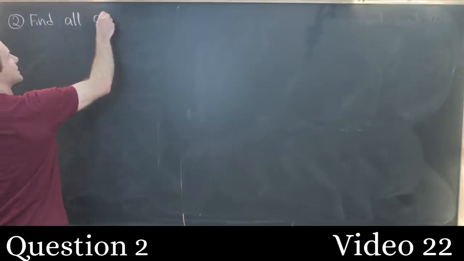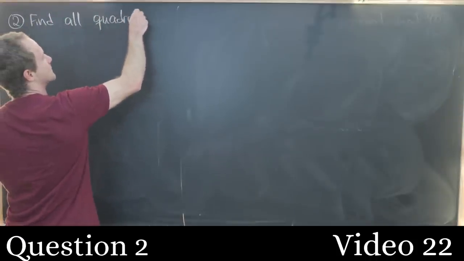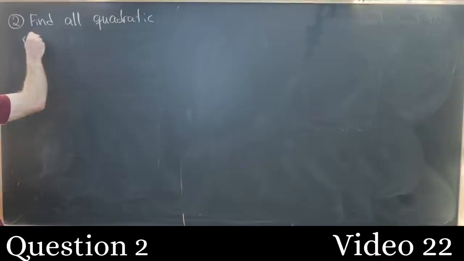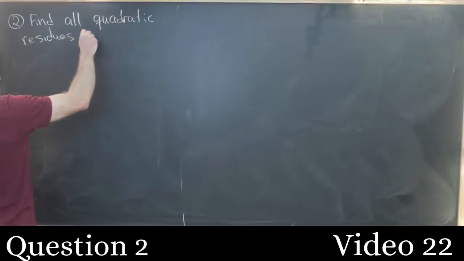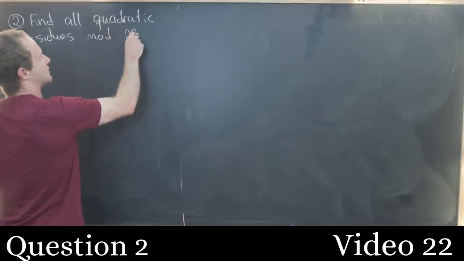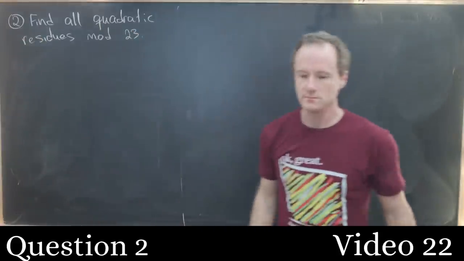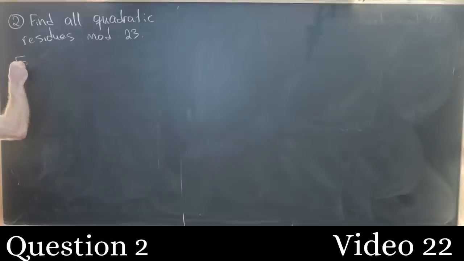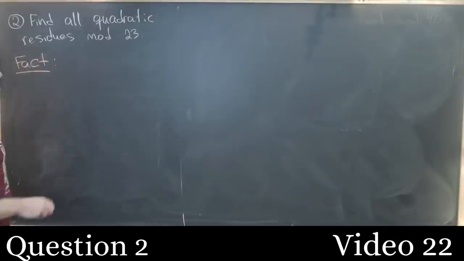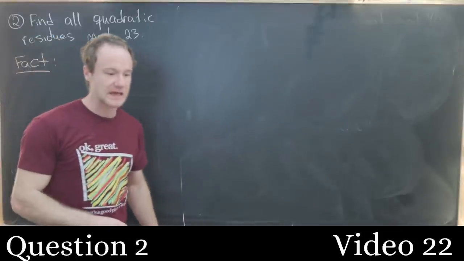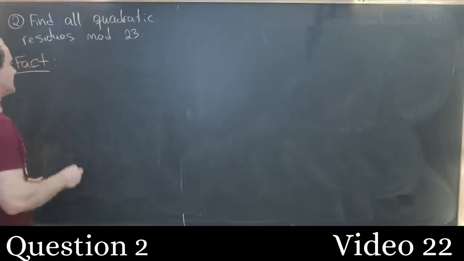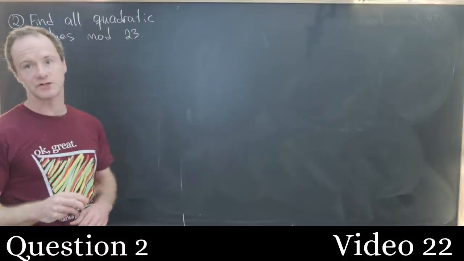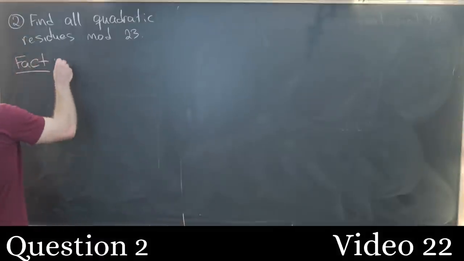all quadratic residues mod 23. Okay, so the first thing we can do is use the following fact. And that is, if P is an odd prime, there are exactly P minus 1 over 2 residues and non-residues.